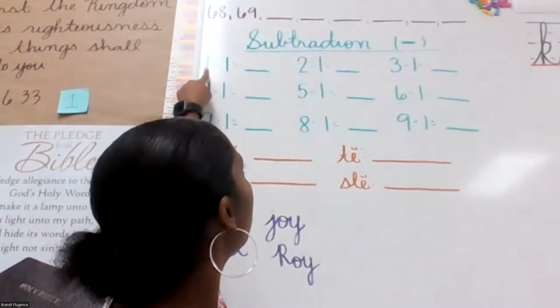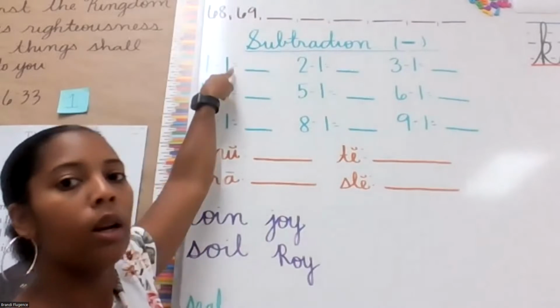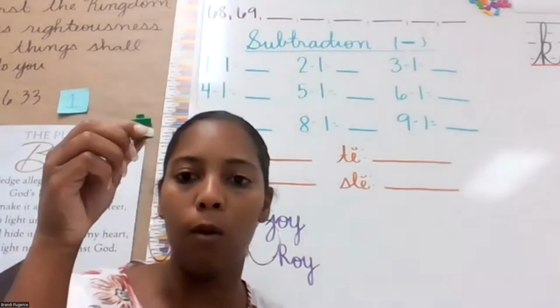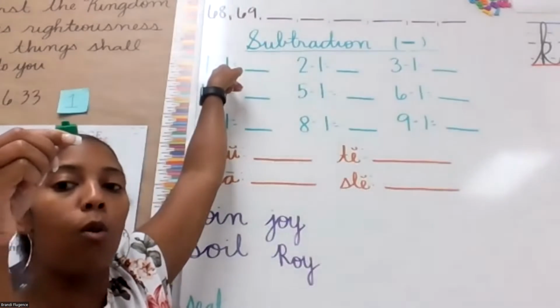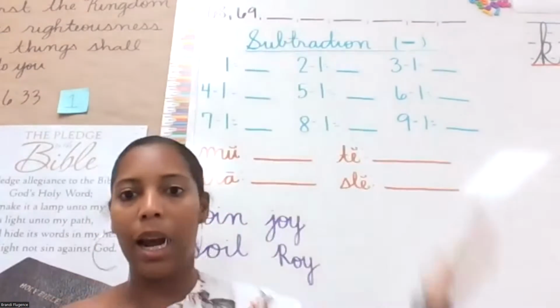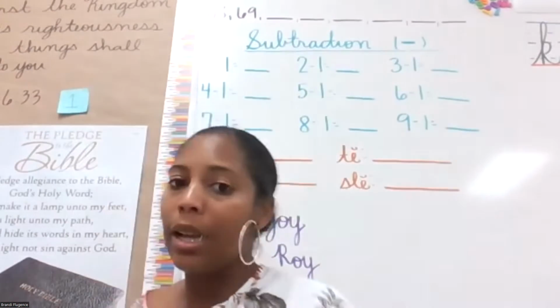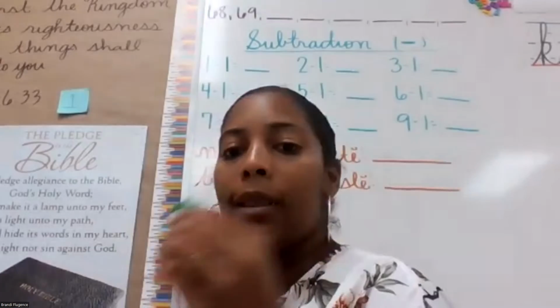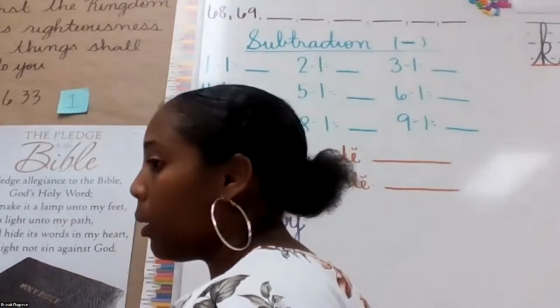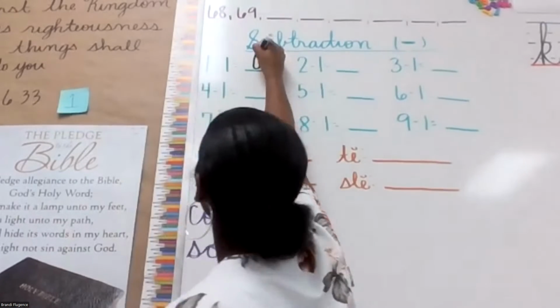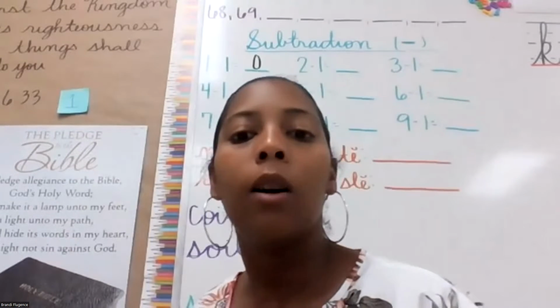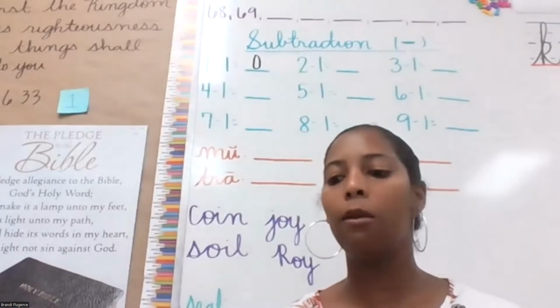My first fact says 1 minus 1. What I am saying is that I have 1, and because I have the minus symbol, I am taking away 1. How many do I have now? 0. Nothing. I had 1, and I took away the 1, so I have 0. We are not writing in the book. Okay, so 1 minus 1 is 0.